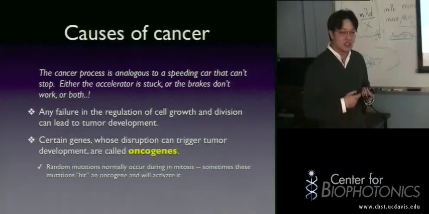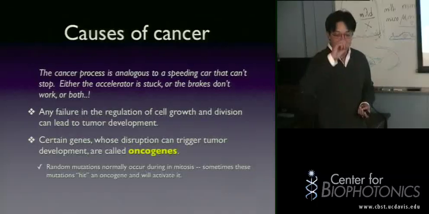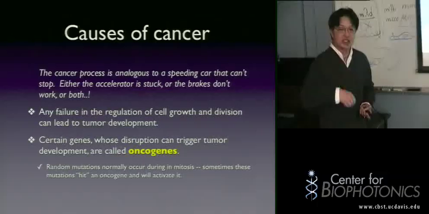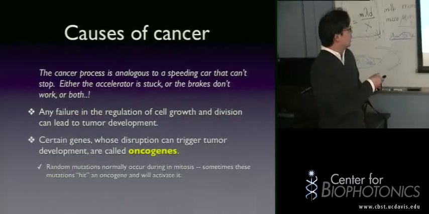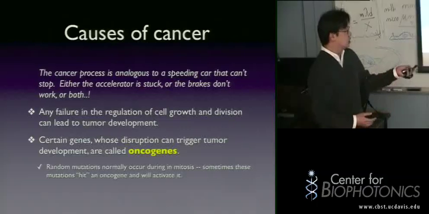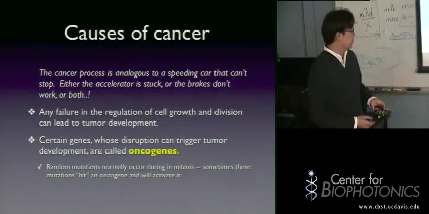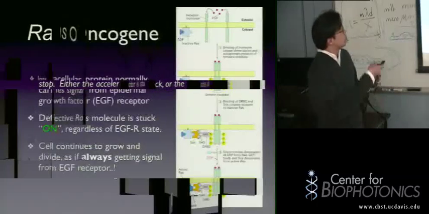By the same reason, if you saw how complex the cell signaling pathway is, you can muck around with any step in that process and cause the cell to basically grow out of control. Any gene whose disruption can trigger tumor growth has traditionally been called an oncogene. Let me give you an example. This is called the RAS oncogene.